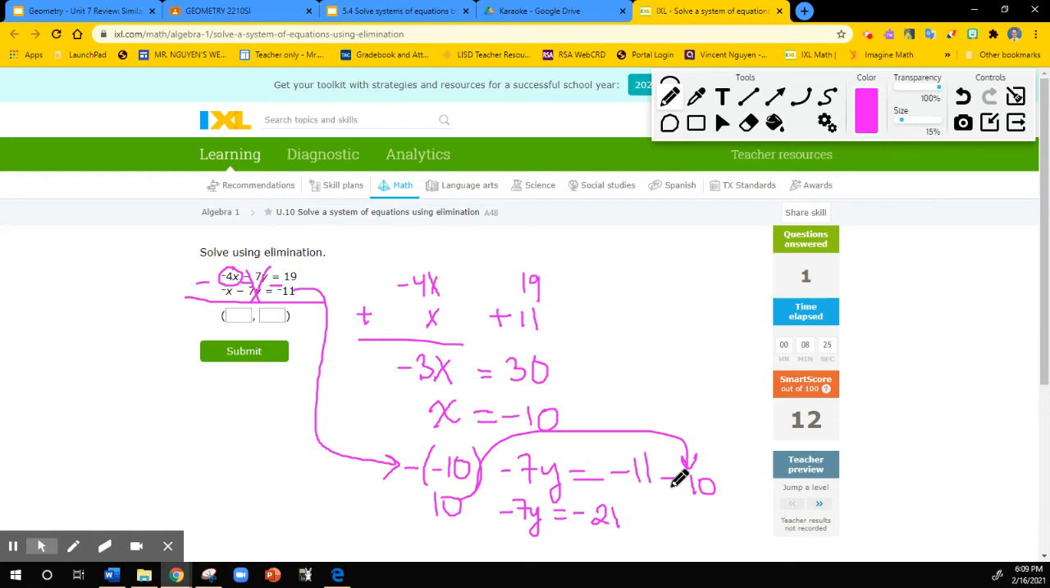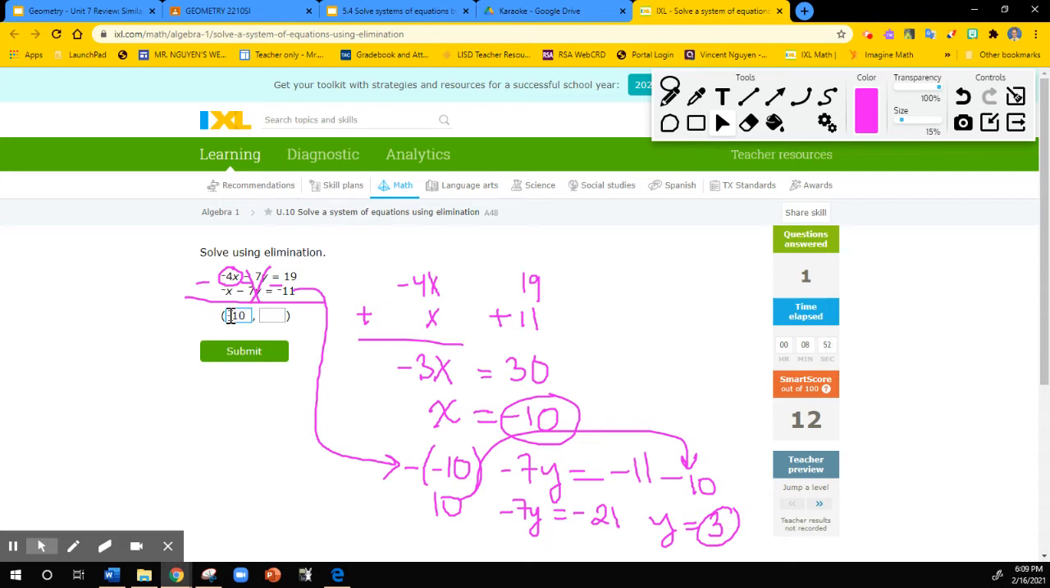And so now you're going to divide. You're going to divide both sides by -7. Well, when you do that, negative divided by negative will give you a positive answer. So y happened to be 3. 21 divided by 7, or -21 divided by -7. So our answer is 3 for y, and -10 for x. Okay, so I'm going to type in the x value first, which is -10.